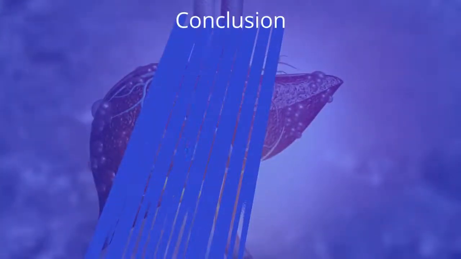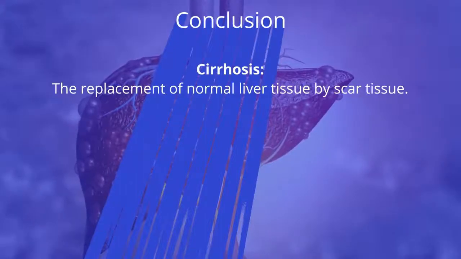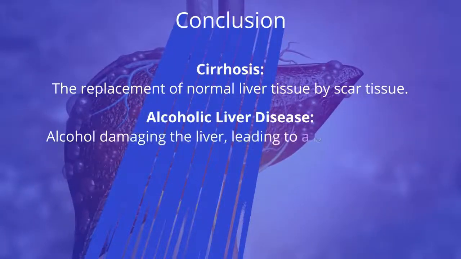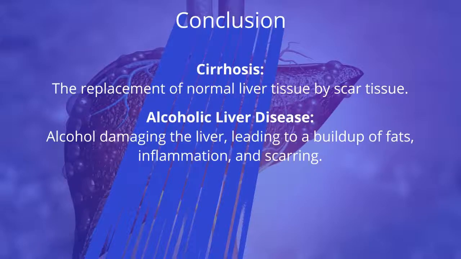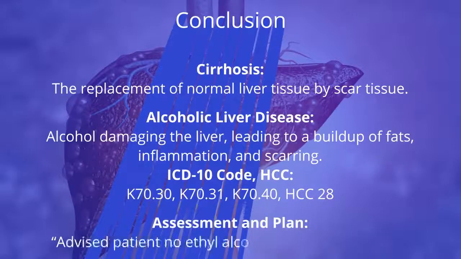We have reached the end of our short refresher course on cirrhosis and alcoholic liver disease. We gave you a short introduction to the diseases, reviewed the criteria for the documentation of the diseases, identified the specific codes and HCC category pertaining to them, and finally discussed the assessment and plan for the diagnosis of ALD and cirrhosis.